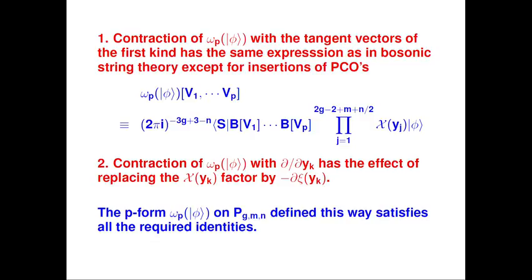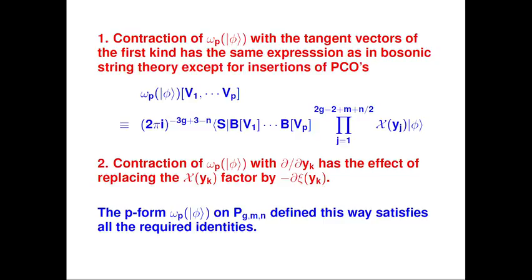And of course, you cannot contract with two of these ∂/∂y_k's because that will be 0, because omega_p is antisymmetric. So, you can only contract with a single tangent vector of the form ∂/∂y_k. So, for example, if you have omega_p and if say q of these are of this kind, then you will have q insertions of capital B like this, and then in the rest, p minus q of them, you basically pick the corresponding y's, and replace the chi of y's by minus ∂ xi of y.